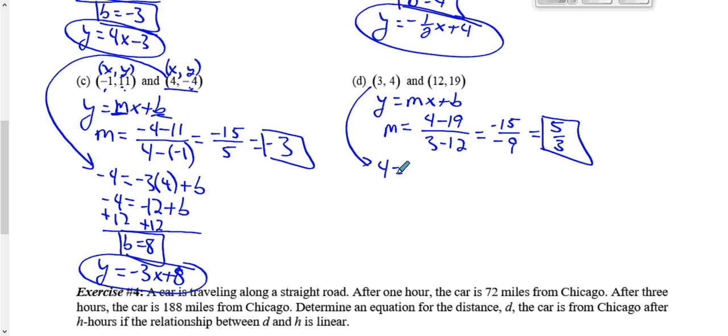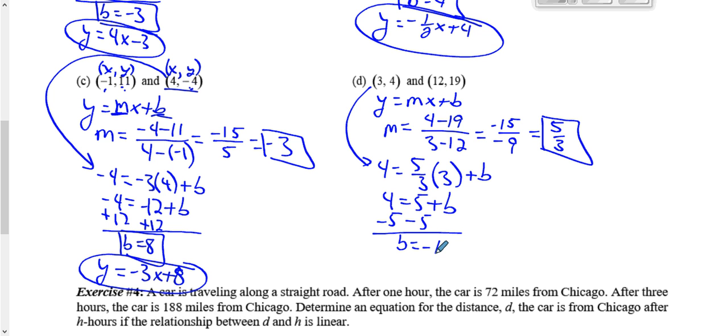4 equals 5/3 times 3 plus b. This is easy. The 3's just cancel, right? Subtract 5. b equals negative 1. There's that guy. What's our equation? y equals 5/3 x minus 1.